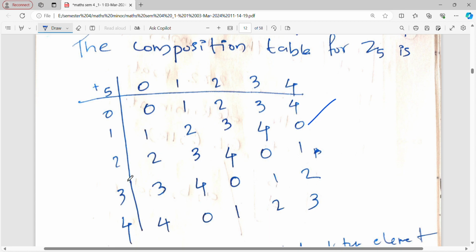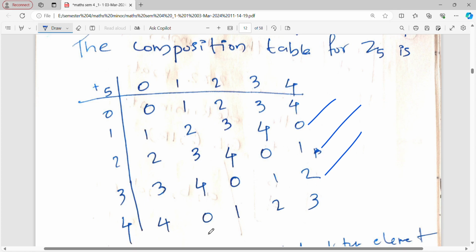Then 2. 2 added with 0 is equal to 2. 2 added with 1, 3. 2 plus 2, 4. 2 plus 3, 5. So 5 minus 5, 0. Then 2 plus 4 is 6. 6 minus 5, 1. Okay. Then 3 plus 0, 3. 3 plus 1, 4. 3 plus 2, 5. 5 minus 5, 0. 3 plus 3, 6. 6 minus 5, 1. 3 plus 4, 7. 7 minus 5, 2. Then 4 plus 0, 4.